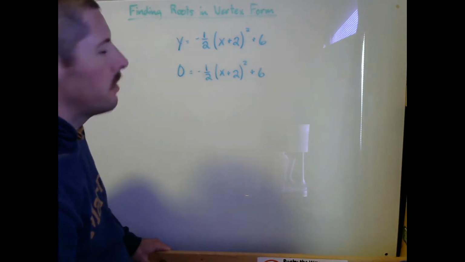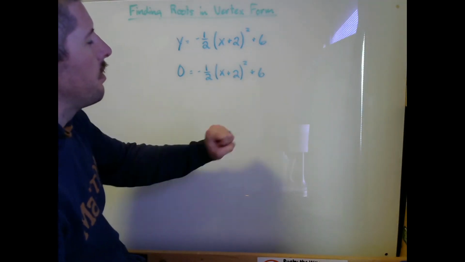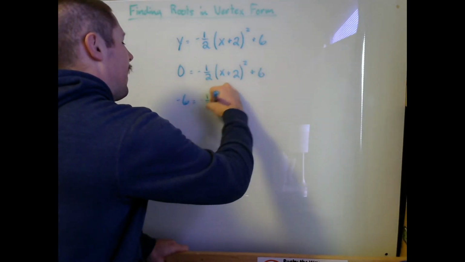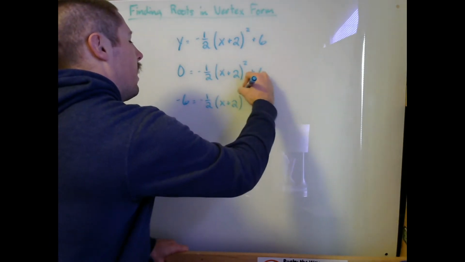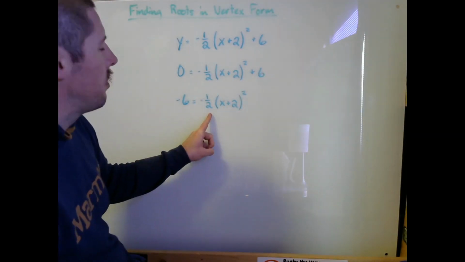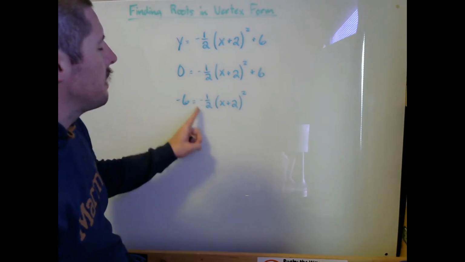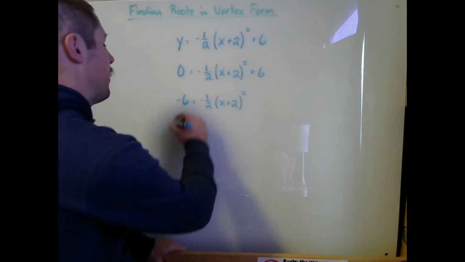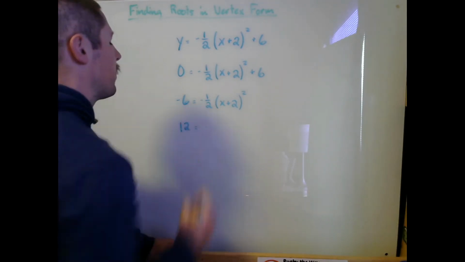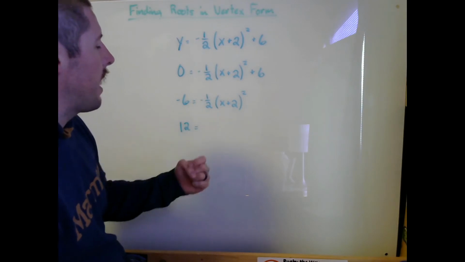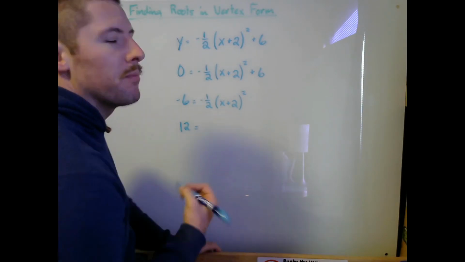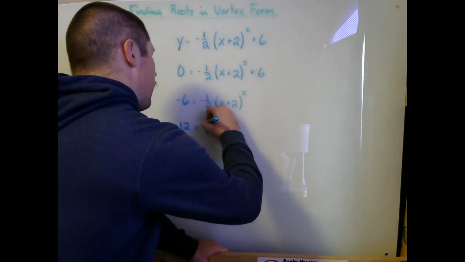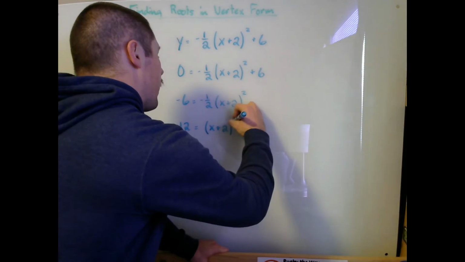The first thing I'll do, just like in our last example, is undo the addition or subtraction on the end. Here I'm going to subtract 6 from both sides. And now I'm going to undo any multiplication or division. In this case, I'm going to multiply both sides by -2 to cancel the -1/2. Multiplying the left by -2 is going to give me a +12. Multiplying the right by -2, the negatives will cancel. 2 times 1/2 is 1. So I'm multiplying by -2 because that's the reciprocal of -1/2 here. And I'm going to land at x plus 2 squared.